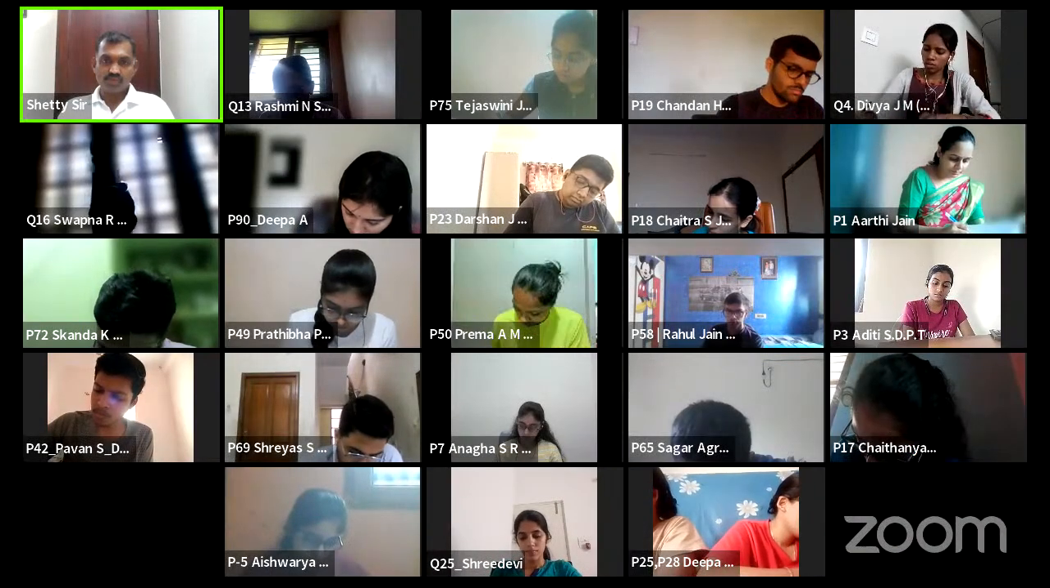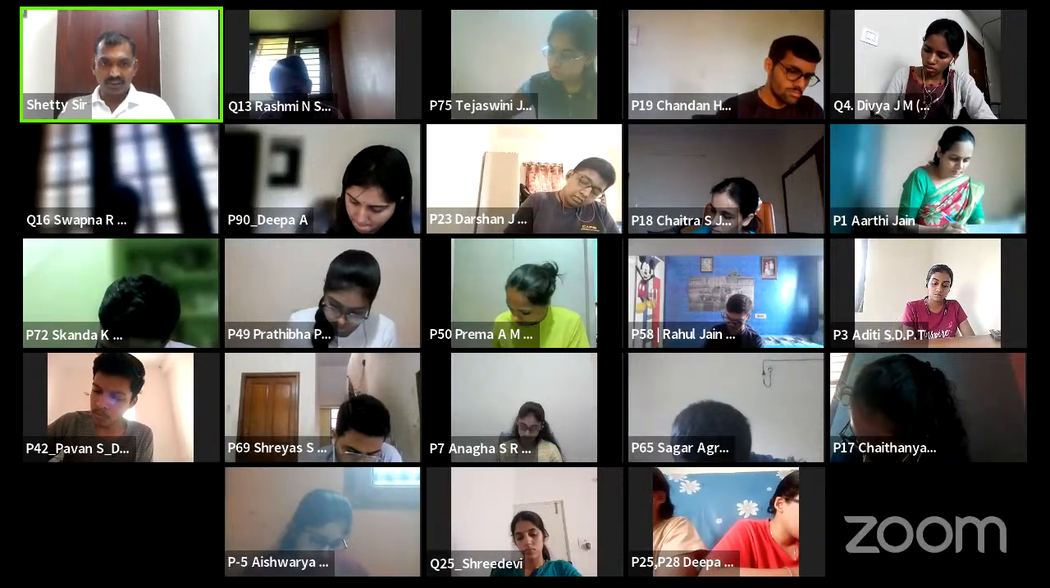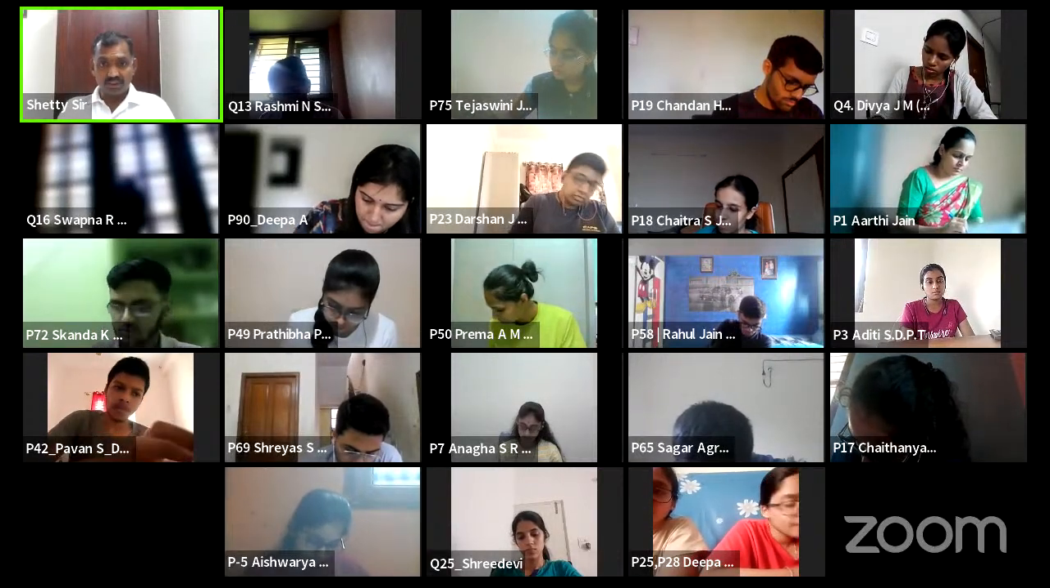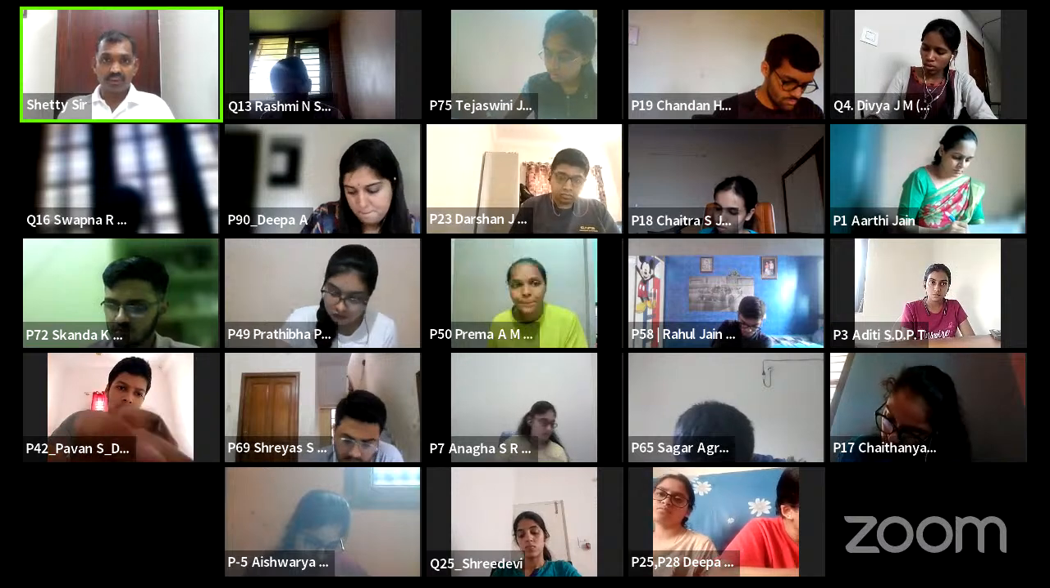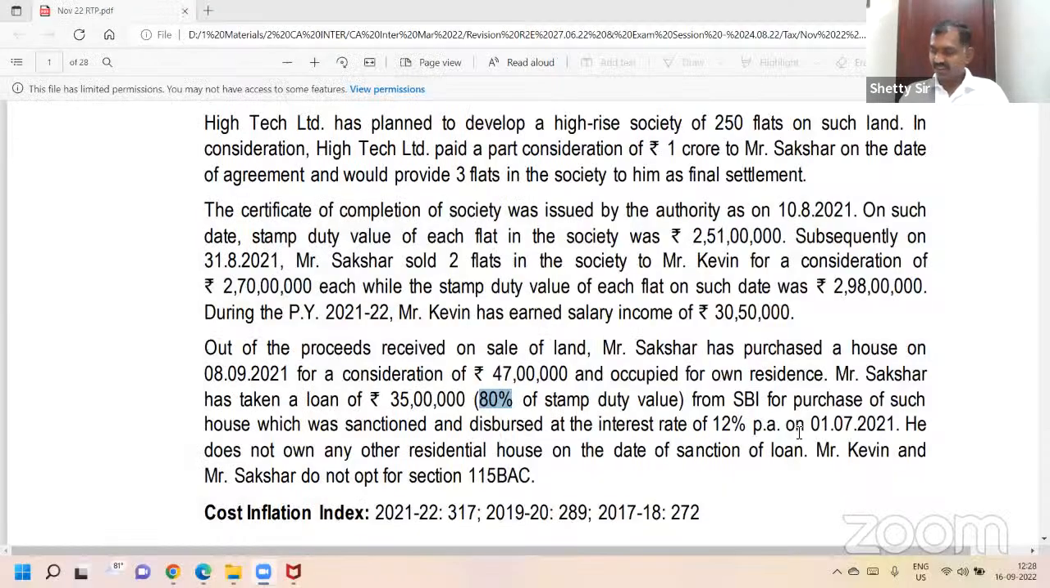Below it, the stamp value. They said the loan is 35 lakh, which is 80% of the stamp value. 35 lakh by 80%. Look at the numbers: 43.75. Hence all conditions are satisfied. Therefore, the deduction is equal to the balance.